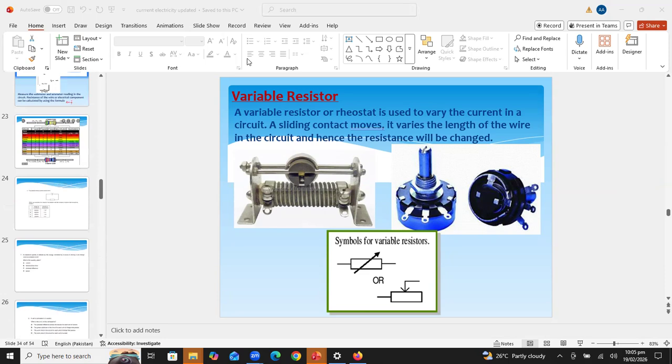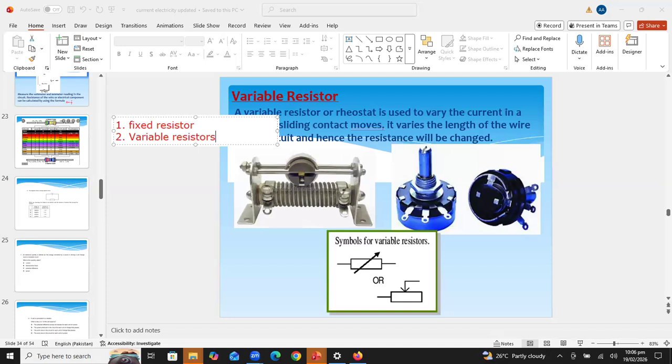Okay. There are two types of resistor. Number one is called fixed resistor. Fixed resistors are those resistors whose resistance is fixed in the circuit. It will not change. The second type of resistors are called variable resistors. Variable resistors are those resistors whose resistance can be changed within the circuit. It means while we are working with a circuit, we can change the resistance of the variable resistor. But a fixed resistor has a fixed value.